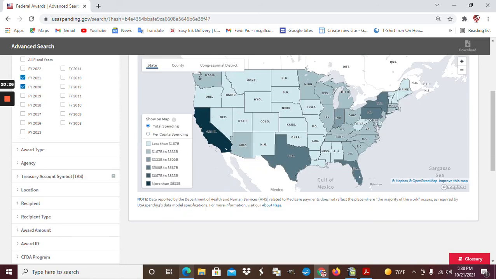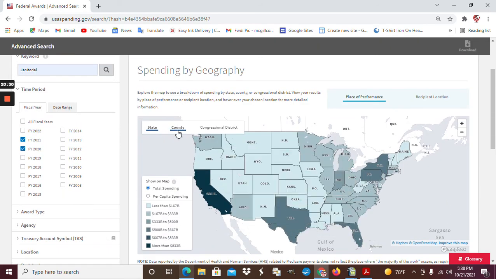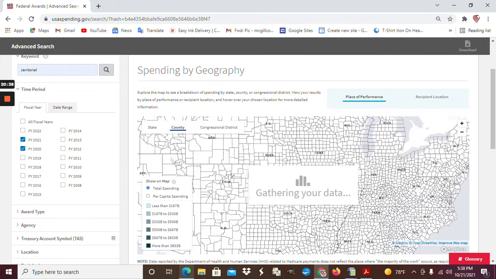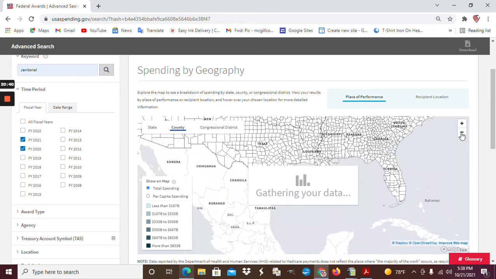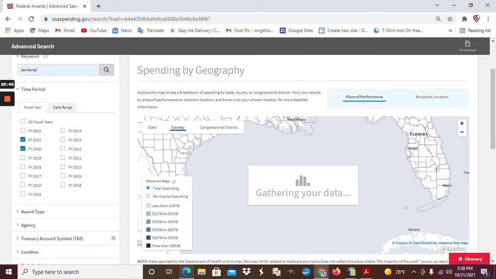Again, with this map right here, you can go in and see a lot of stuff. Like I said, you can come right here and click where it says county. You can see the counties that actually got the money, how much money actually went to the counties in these areas. Wait for this to load up.